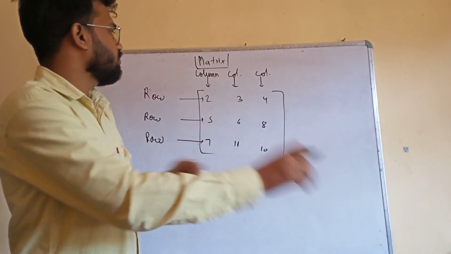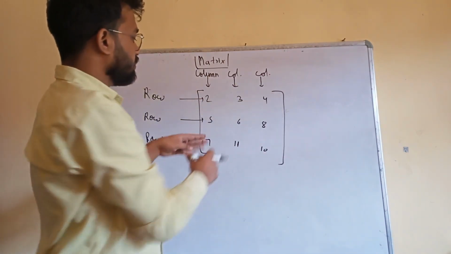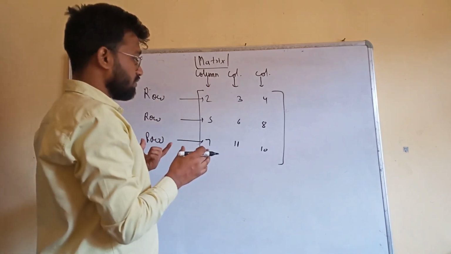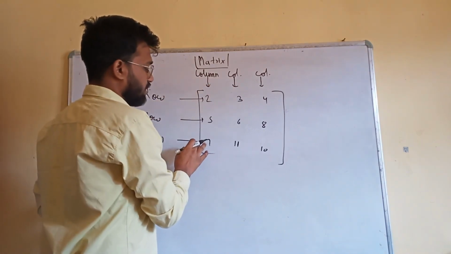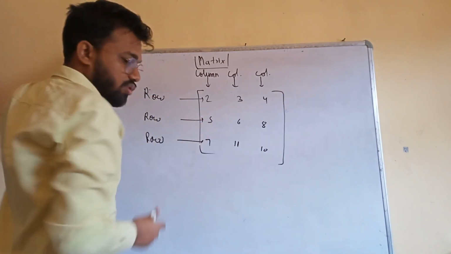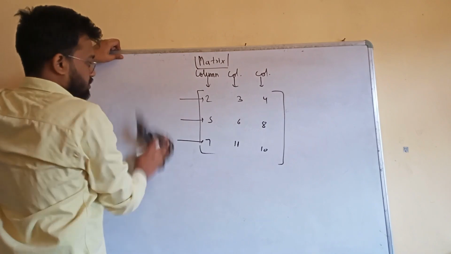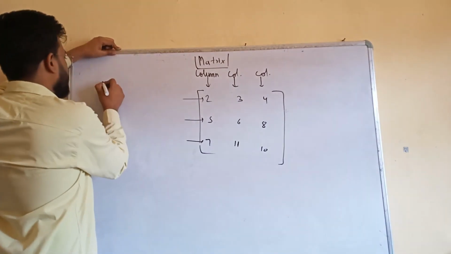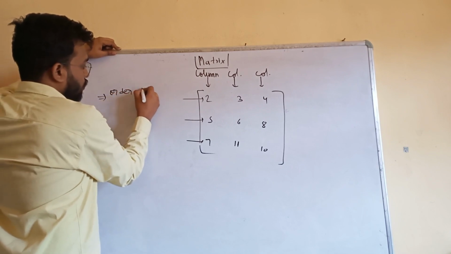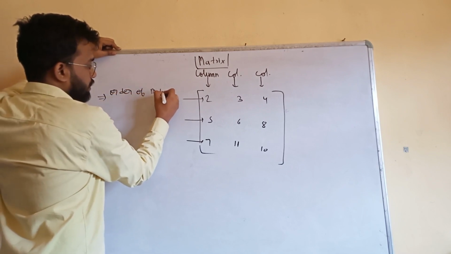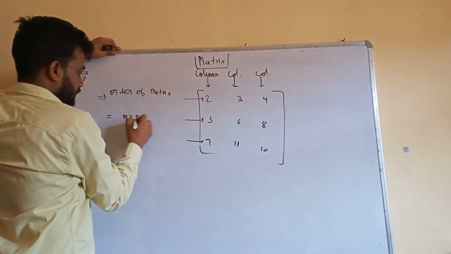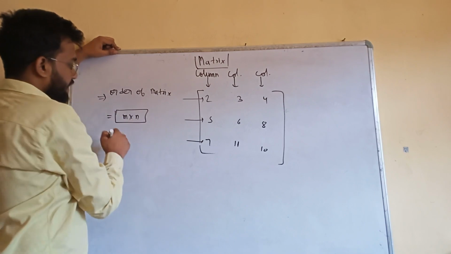Now see, we have seen the representation. So using rows and columns, we are going to write the dimension of this matrix. It means the order of this matrix. So we are going to define the order of a matrix. So what is order? Let's erase it. Order of matrix is defined as m cross n.